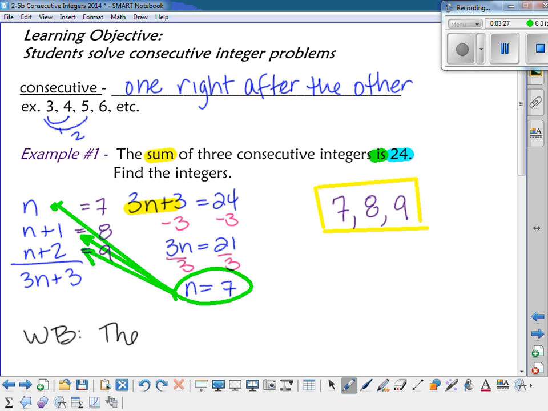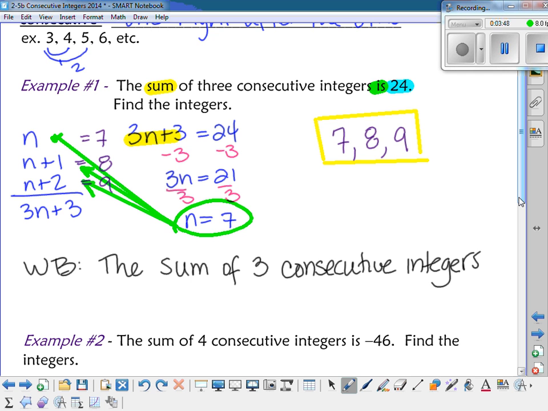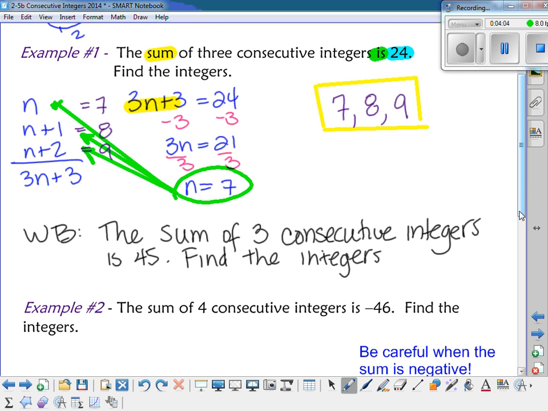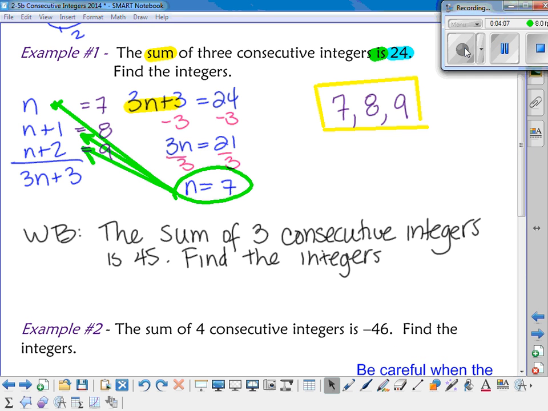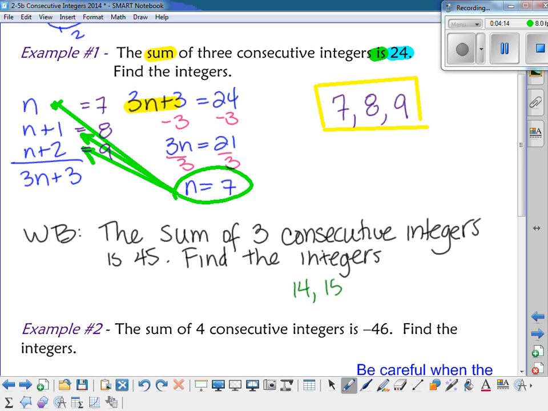All right, here we go. Okay, so this one's for your whiteboards. The sum of 3 consecutive integers is 45. Find the integers. All right, so I want you guys to give that one a try on your whiteboards. Looks like most of you got the answer right. You should have gotten 14, 15, and 16.